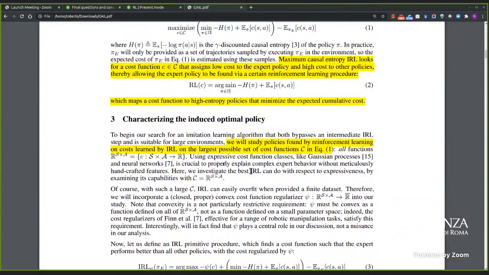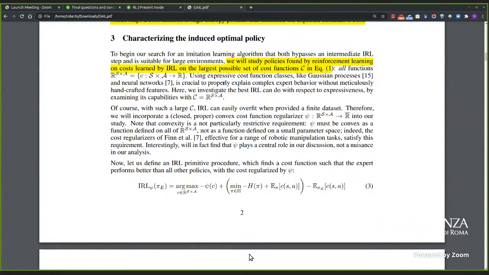Here they're investigating what the best inverse reinforcement learning algorithm can do in terms of expressiveness, by examining the capabilities of this cost function. Of course, with this large space for the cost function, inverse reinforcement learning can easily overfit when provided a finite data set. Therefore, we will incorporate a closed proper convex cost function regularizer into our study.